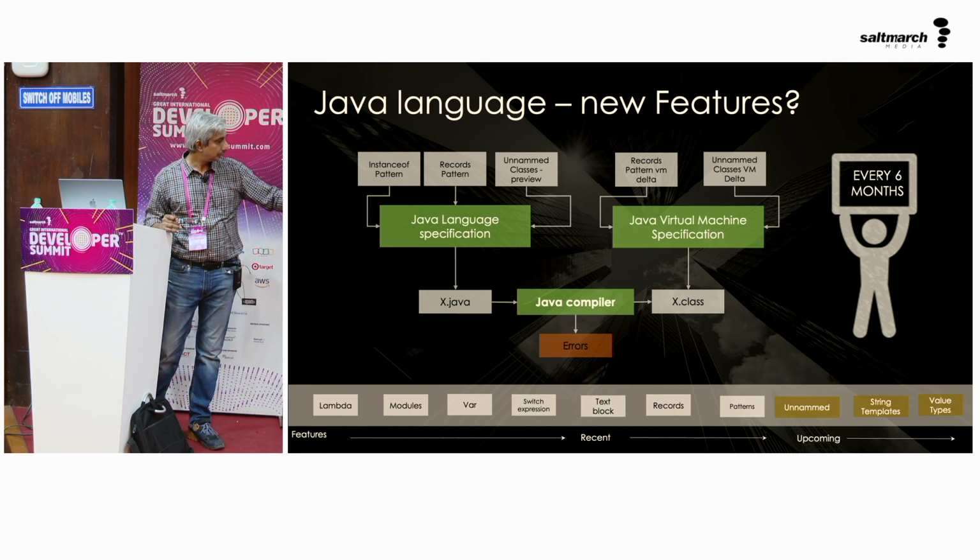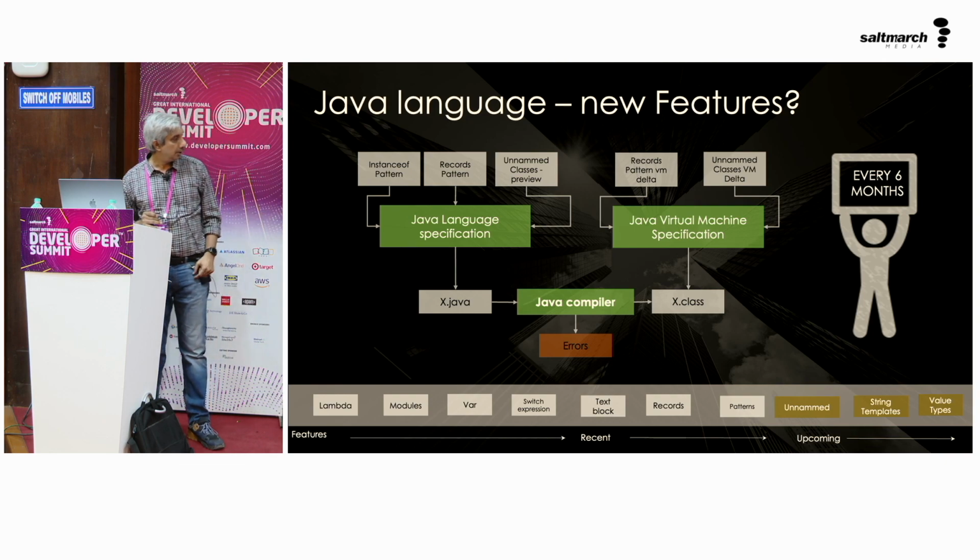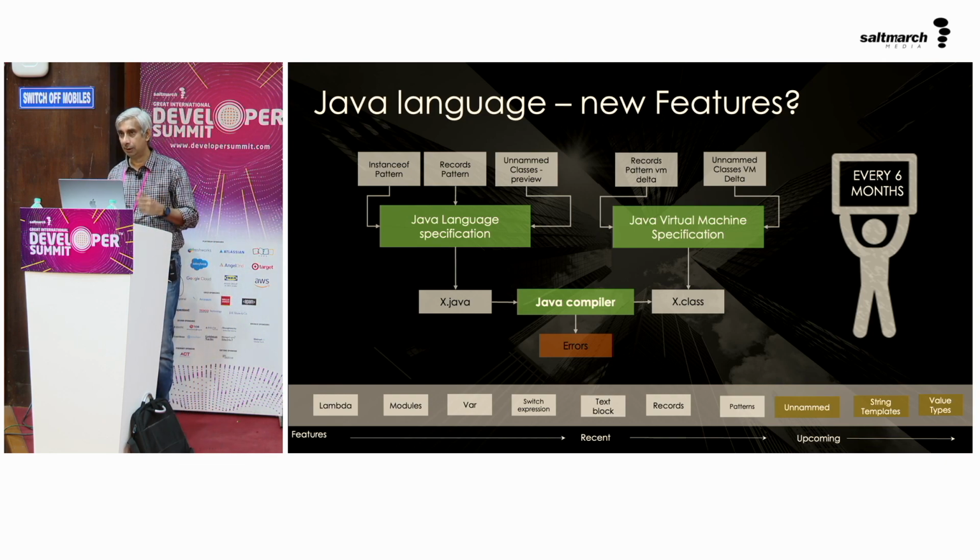Then unnamed is not actually upcoming. It's already come. And then we have value types that will probably come at some other point in time. So I just wanted to show off that a lot of things are coming in.